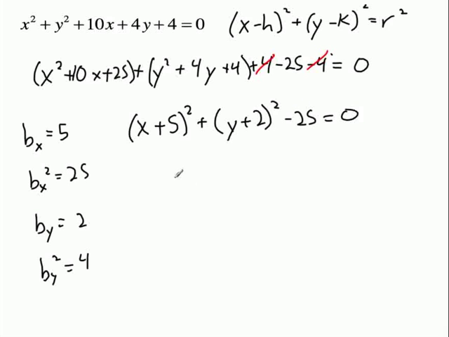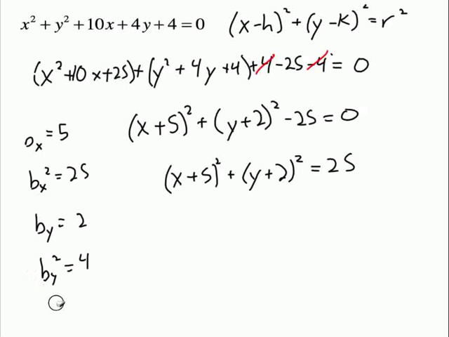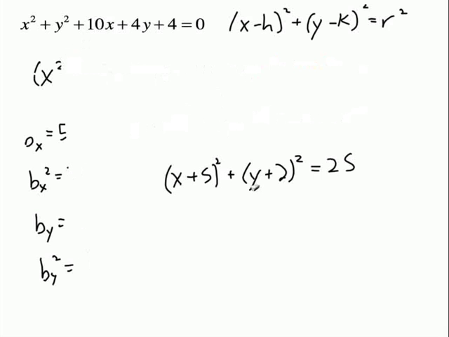Now, if I add 25 over, you end up getting x plus 5 squared plus y plus 2 squared equals 25. Now, right here looks exactly like this guy right here. So now we know what our h and k are. And we also know what r is. So in other words, we know the center of the circle. And we know the radius. So we can actually graph it now.